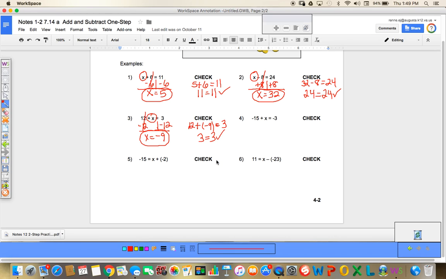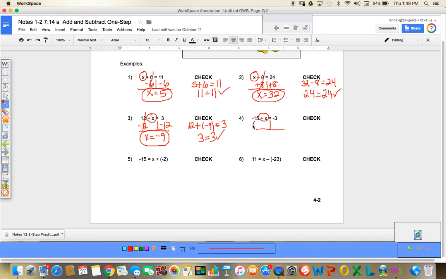Okay, moving on to example number 4. So first step, circle the variable and the operation. And because it's plus x, that tells us our variable is positive. So now we need to get rid of this number right here. So how do you cancel out 15 negatives? Would you add 15 or subtract 15?